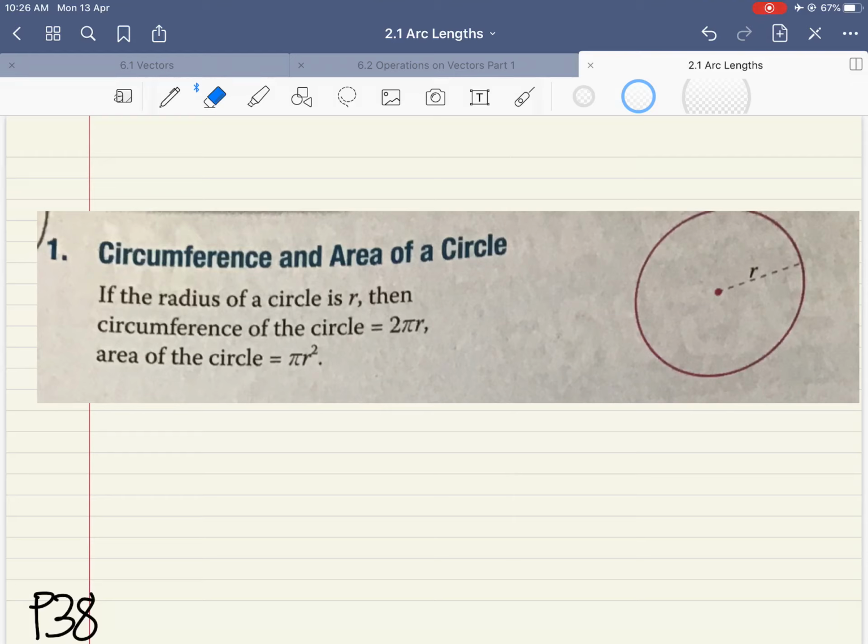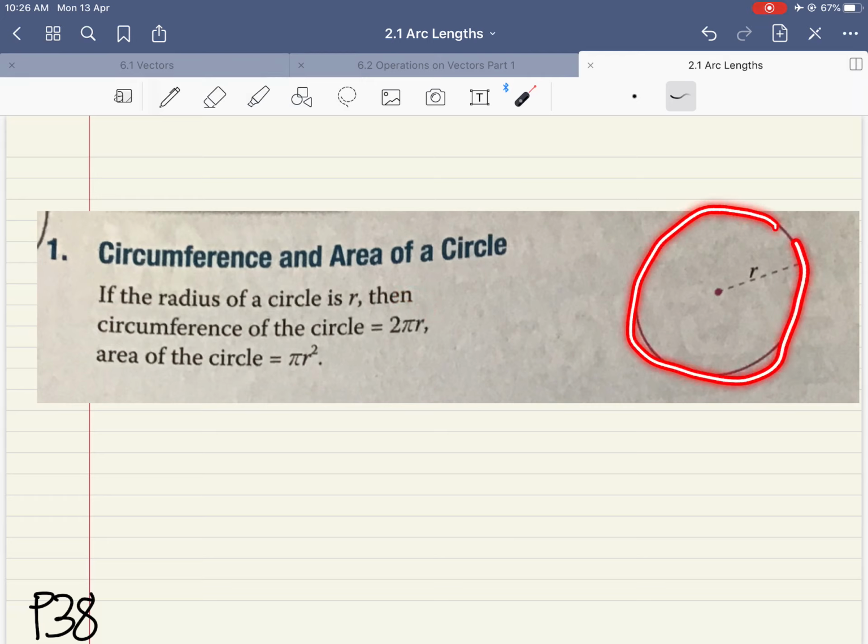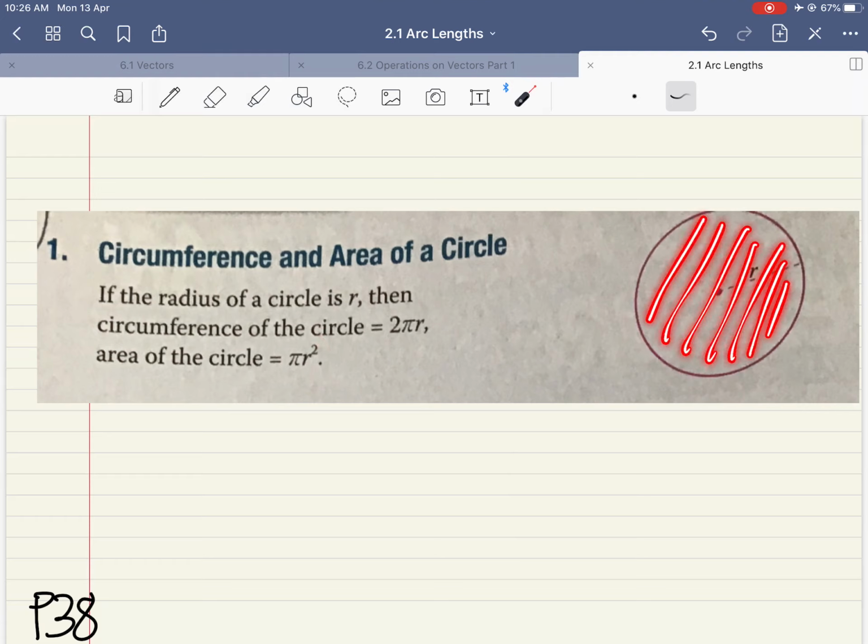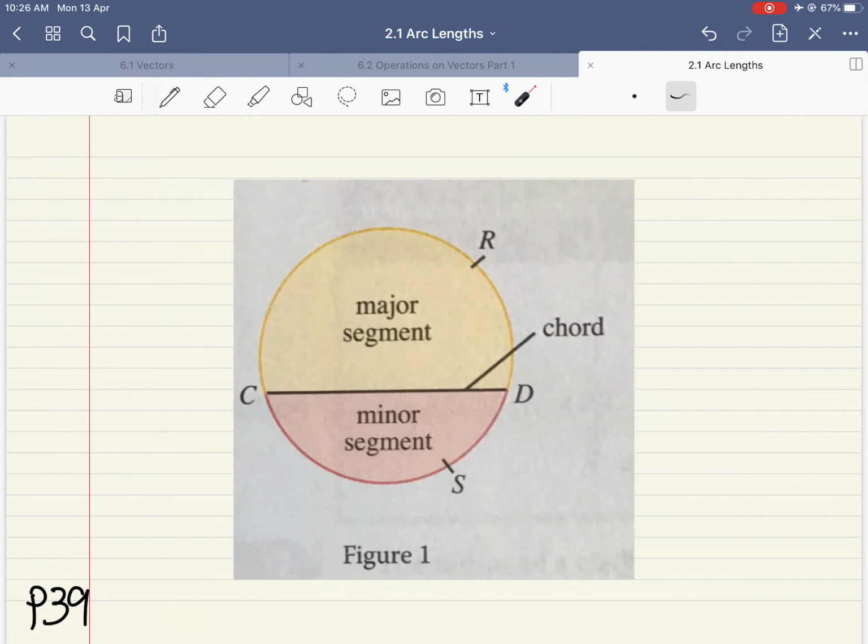Alright, today we're going to do chapter 2.1, which is arc lengths. Before we start on this chapter, let's just do some basic revision from primary school. First we need to remember that the circumference of a circle is given by the formula 2 pi r. So the circumference would be this whole thing here. And the area of a circle is given by pi r squared. So this would be the area over here.